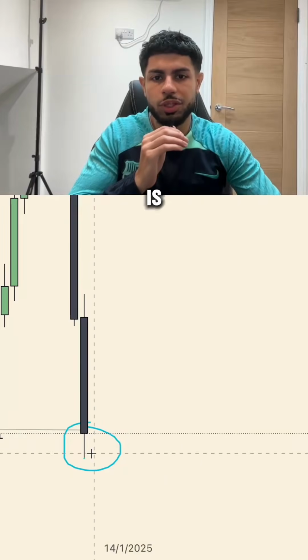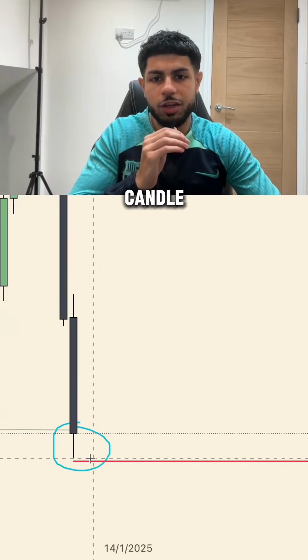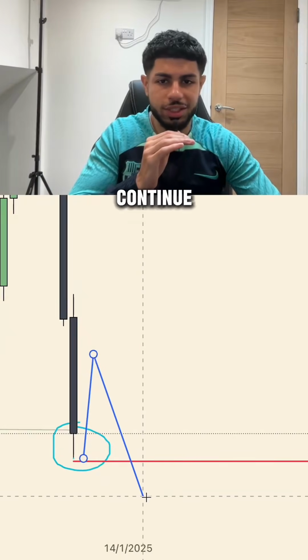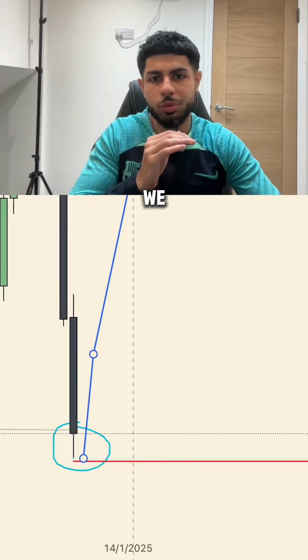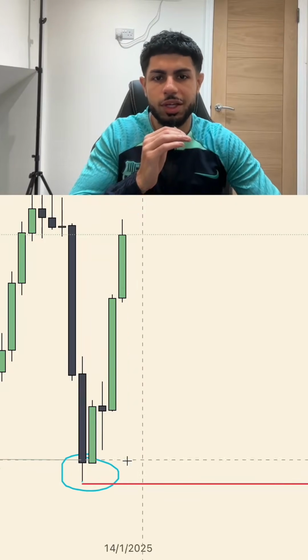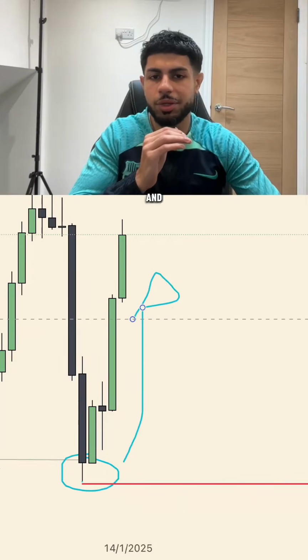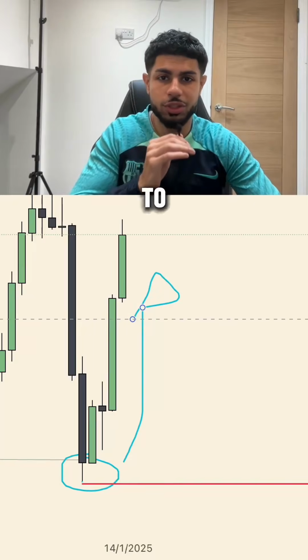So all I want to do is wait. I'm going to mark out the low of this candle. If price gives me another break of structure to the downside, I know sweet, we can continue lower. If it doesn't, then I know sweet, we are reversing and I should look for longs. In this situation, you can see we swept the previous day low and then reversed all the way back up, and I didn't touch a button because I knew not to take sells anymore.